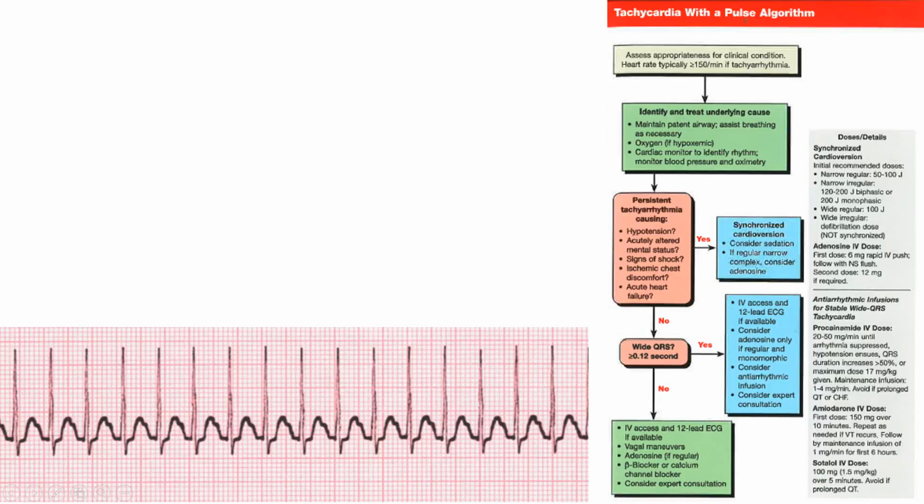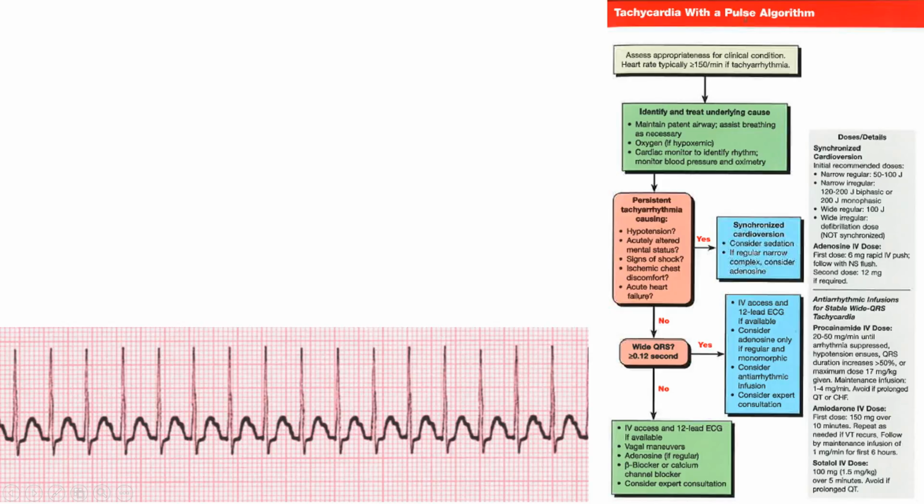So it says here for doses and details, for synchronized cardioversion the initial recommended dose for narrow, regular is 50 to 100 joules. So this is talking about the QRS, that little QRS, narrow, okay. And regular is just the same every time, 50 to 100 joules. That should do the trick.